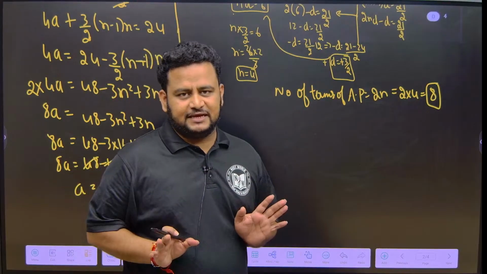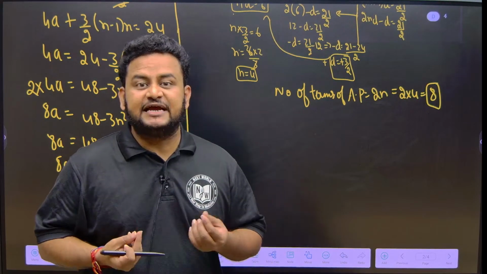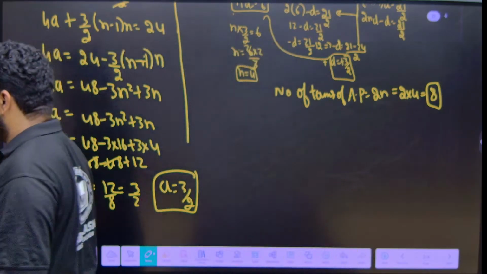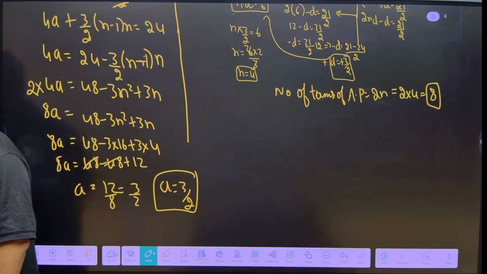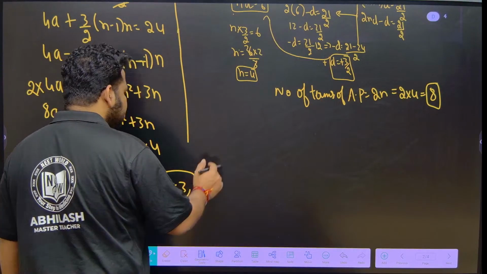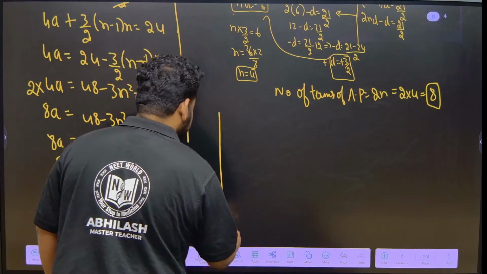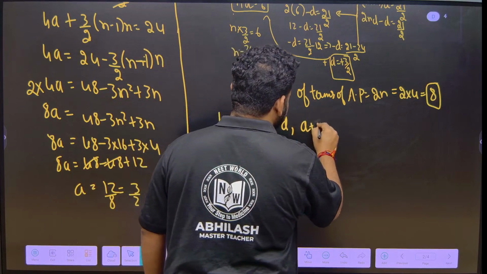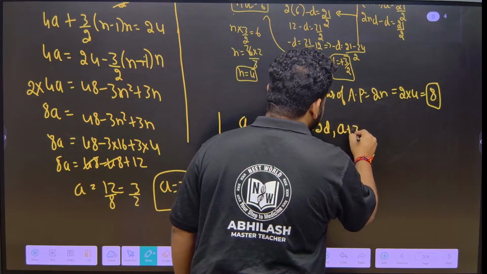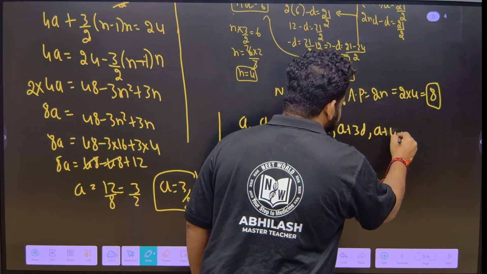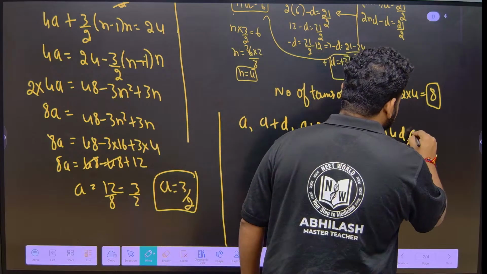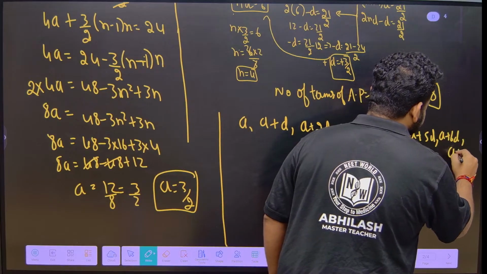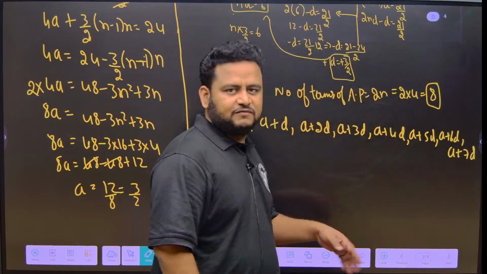Now I have to write down my AP. AP of how many terms? 2n is equal to 2 into 4, that is 8. So the number of terms will be 8. Let me write down the AP here: A, A plus D, A plus 2D, A plus 3D, A plus 4D. I understand this is a little calculative, but it is important to solve this. A plus 5D, A plus 6D and A plus 7D. Correct? Now just put the values of A and D.